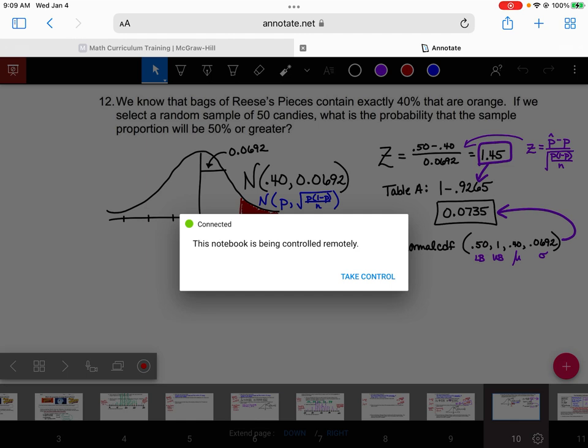What this z-score is telling me, 1.45, that tells me that if the mean were 0 and my standard deviations were 1, I would be just a little bit less than 1.5 standard deviations away from that mean. That's what that z-score is telling me. That this value of 0.5 is just a little bit less than 1.5 standard deviations away from that mean of 0.4.